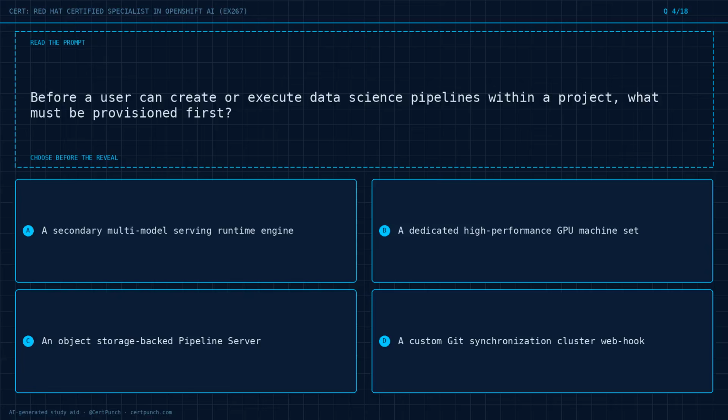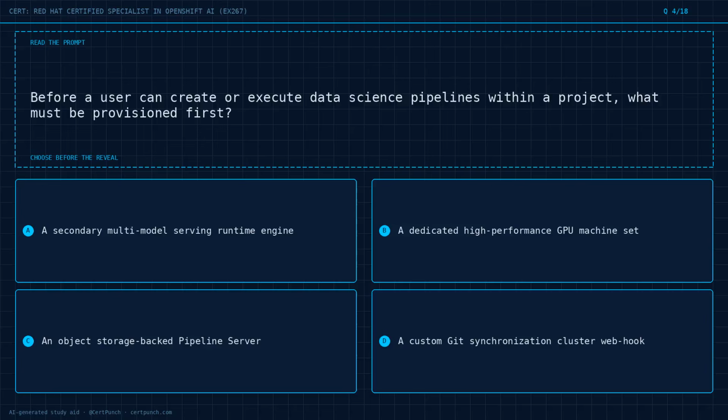Quick score check. You are a quarter of the way in. Note the topics you want to review and keep going. Question 4 of 18. Before a user can create or execute data science pipelines within a project, what must be provisioned first? Option A. A secondary multi-model serving runtime engine.